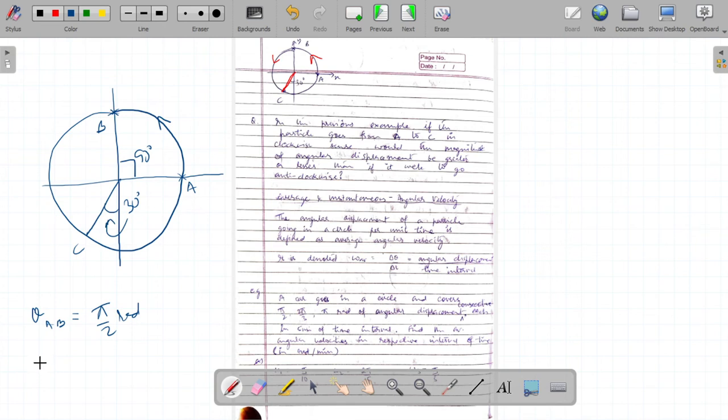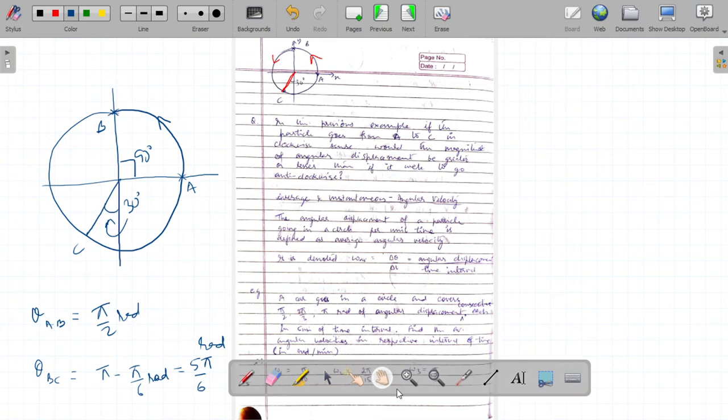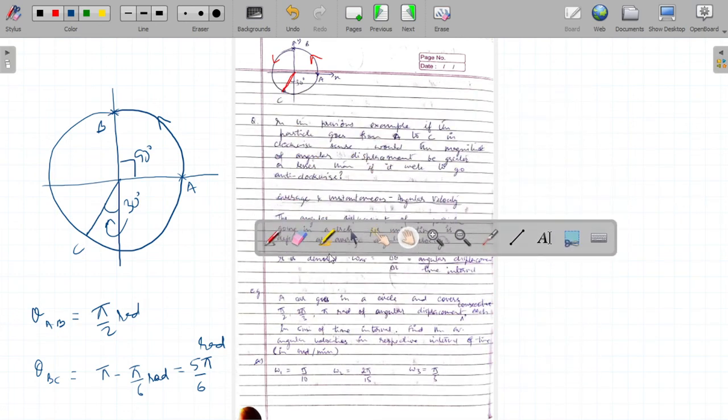So the angle which the particle traverses through is simply pi minus pi by 6 radian. So that would be 5 pi by 6 radians. Again, this value would be a positive value as the particle is going in anti-clockwise sense.